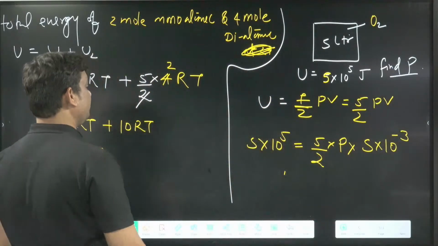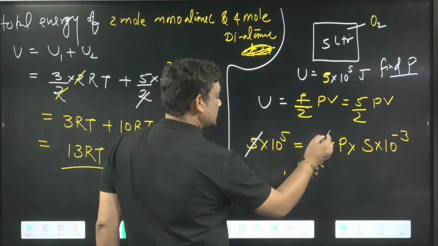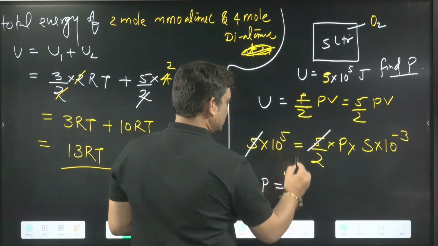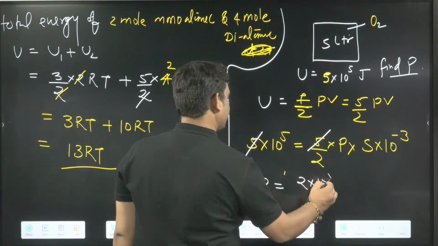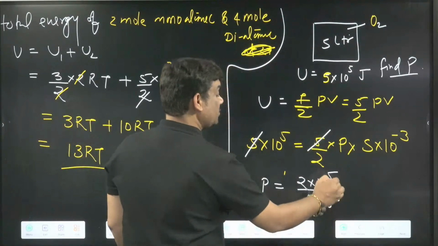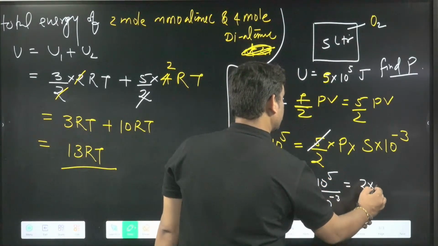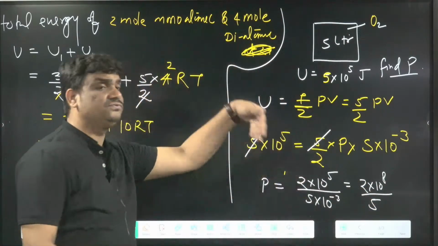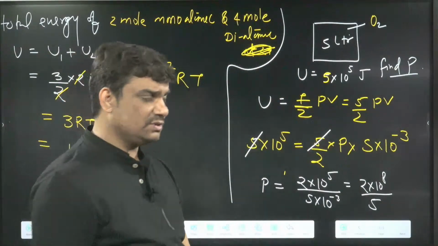Now the 5 and this 5 will cancel. So pressure I can write, 2 goes to this side, so 2 into 10 power 5 divided by 5 into 10 power minus 3, because this goes upside. So it becomes 2 into 10 power 8 divided by 5. I hope you can do the calculation. 0.4 into 10 power 8. Can you do it?